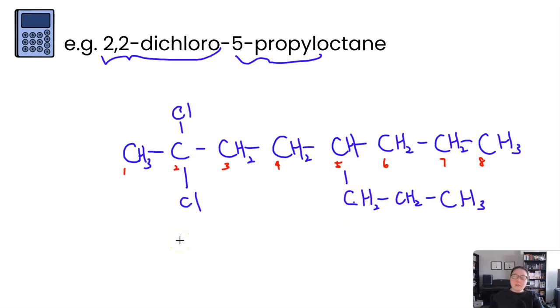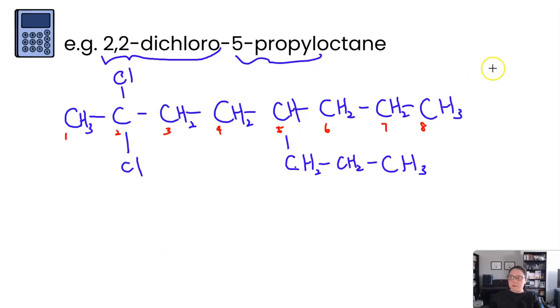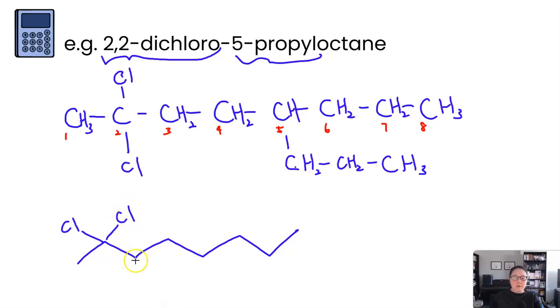If you want to go with a line structure instead, I would go, okay, so we have 8 carbons. The first putting your pen on the paper is your first carbon, 2, 3, 4, 5, 6, 7, 8. Count to confirm, 1, 2, 3, 4, 5, 6, 7, 8. And then we have our 2,2-dichloro. Our chlorines are going to go here. And then on our 5th carbon, 1, 2, 3, 4, 5, we're going to have a 3 carbon chain. So we start here and then it's 3 more carbons. And so that's what it would look like as a line structure.